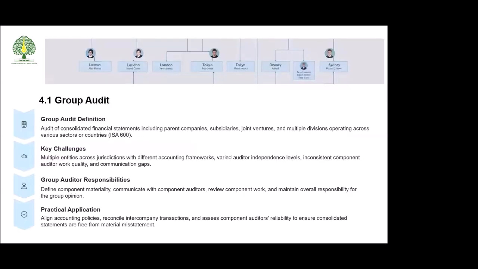Let's move to group audit. The definition of a group audit refers to audits of consolidated financial statements, including the parent company, subsidiaries, joint ventures, and multiple divisions operating across various sectors or countries, under ISA 600. The key challenge is multiple entities across jurisdictions with different accounting frameworks, varying auditor independence levels, inconsistent component audit work quality, and communication gaps.